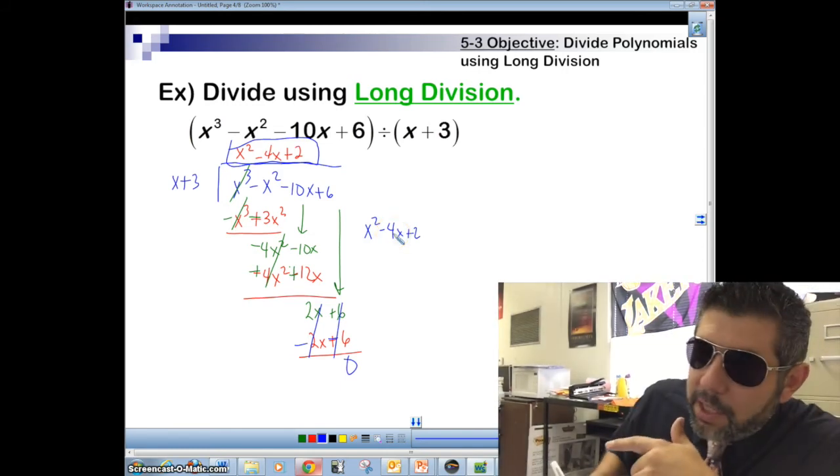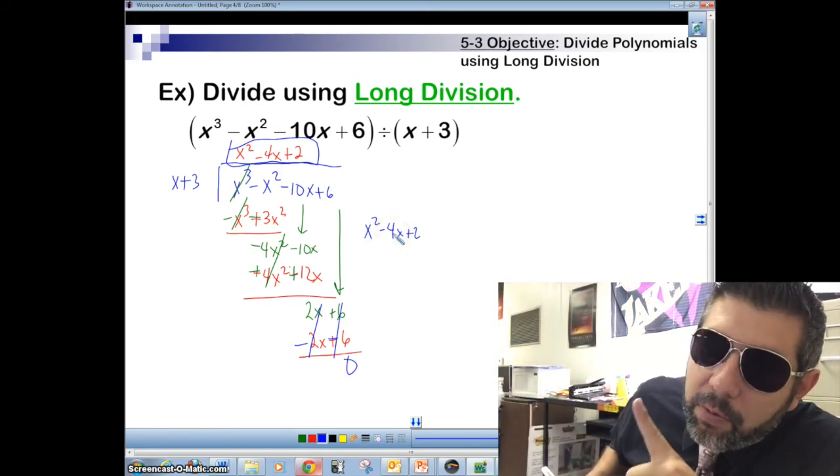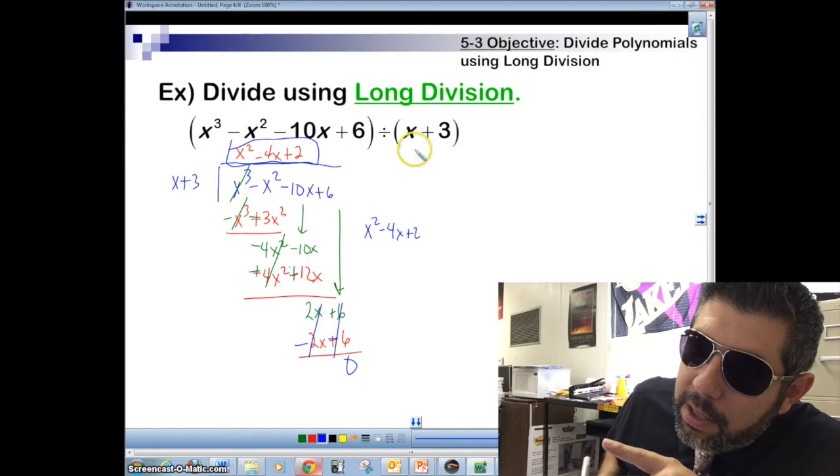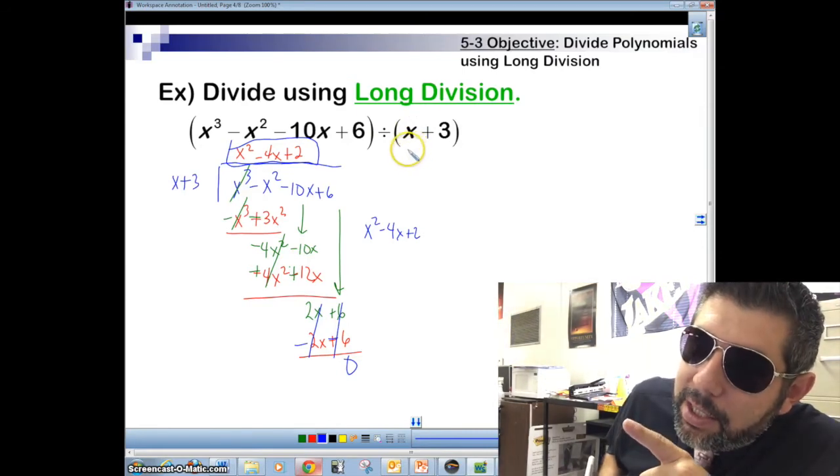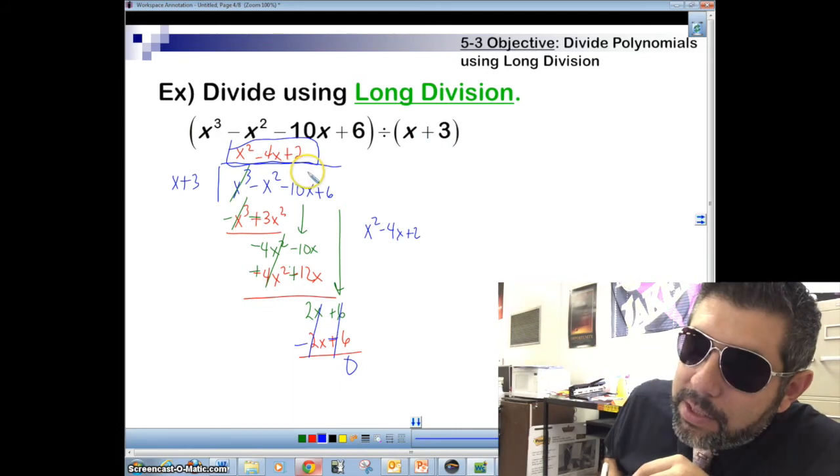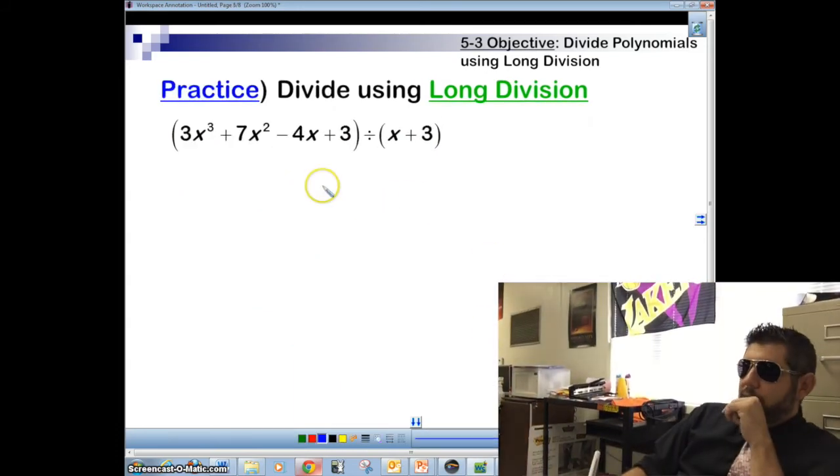Let me just tell you this, guys. If your remainder is 0, like I just did, then x plus 3 is called a factor of x cubed minus x squared minus 10x plus 6. That's just a side note, all right? Okay, next one.